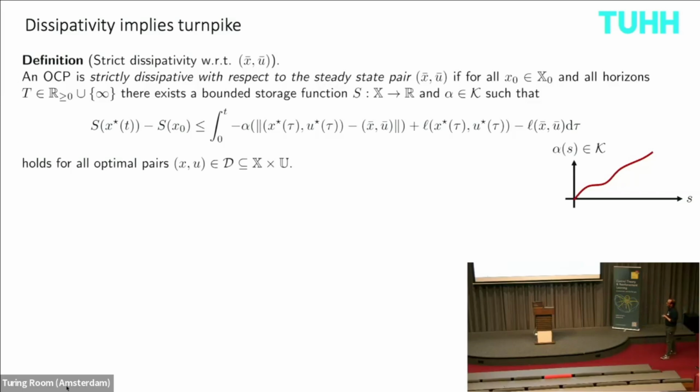And now what's the interesting thing? If I now plug in here 0 and capital T, the horizon in my optimal control problem, drop this term, then I have here the integral over L of x star, u star. So what the dissipation inequality gives me is a lower bound on the optimal performance.